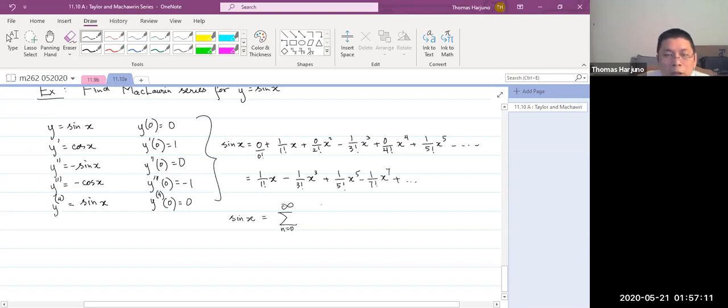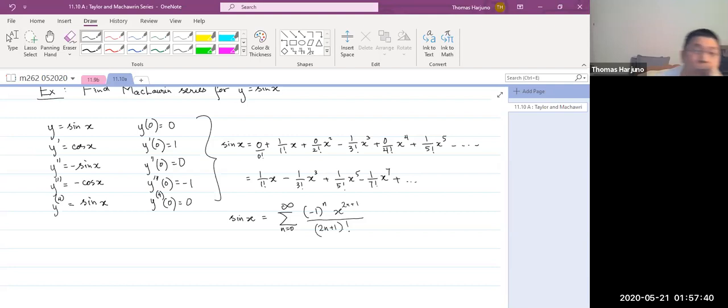It is an alternating series, right? I would just consider x cubed, x to the 5th, x to the 7th. That's x to the 2n plus 1 over 2n plus 1 factorial. I need you to memorize this. I need you to memorize this. Okay?